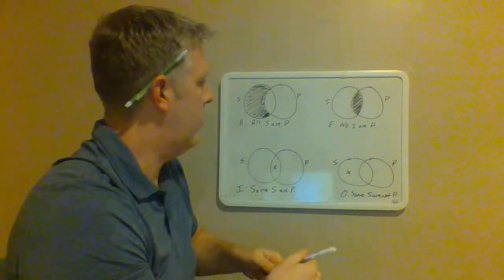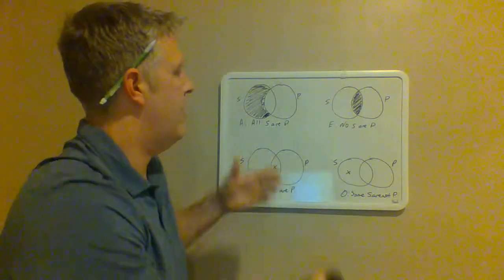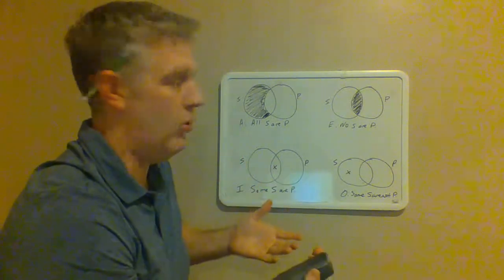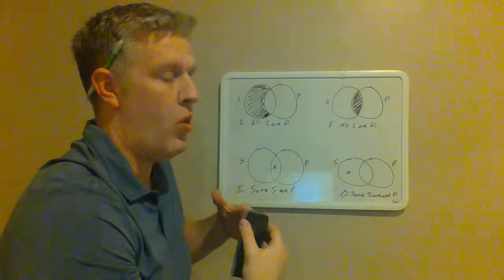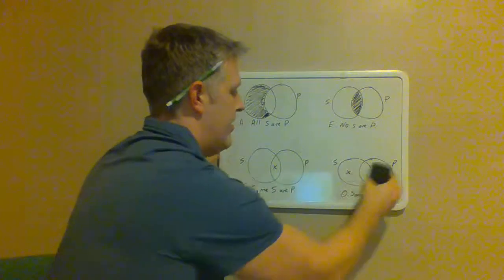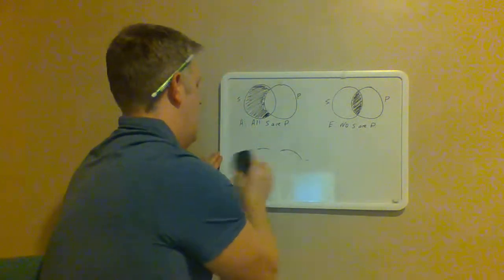So that is a quick overview of how to illustrate the standard form claims that we've been working with using Venn diagrams. All right, we talked about the shading and the X's and our working assumption that all classes have at least one member in them. Okay.